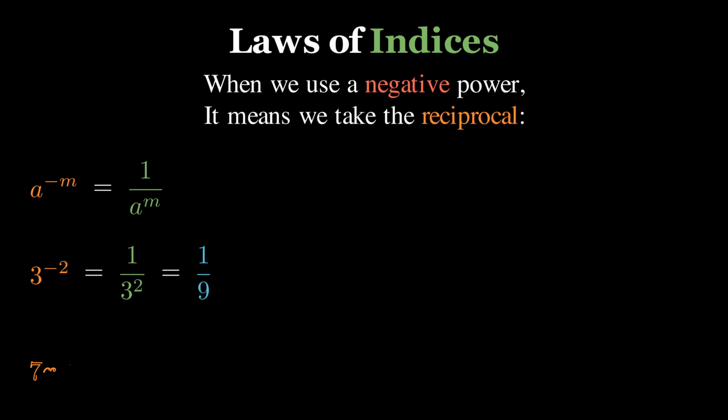Let's do example number 3. We have 7x to the power of negative 3, and the 7 stays the same because the negative power only applies to x, and this should be equal to 7 over x to the power of 3. And last example, we have a to the power of 2, b to the negative power of 3 and c to the negative power of 1, and this should be equal to a to the power of 2 over b to the power of 3 c.